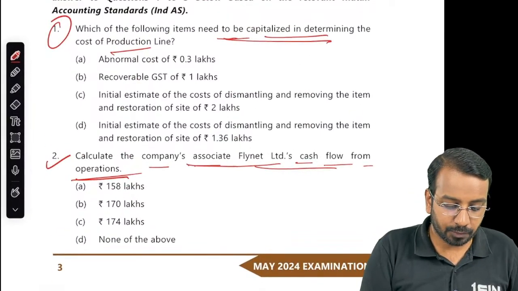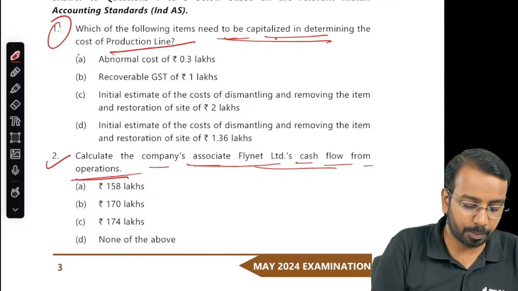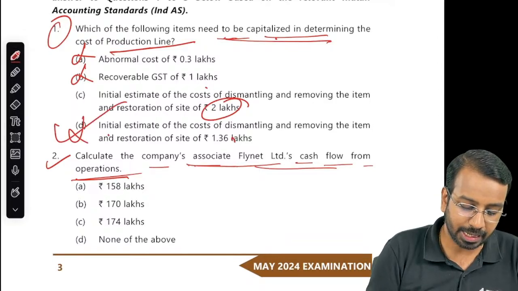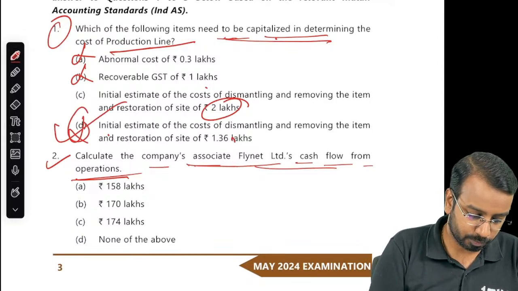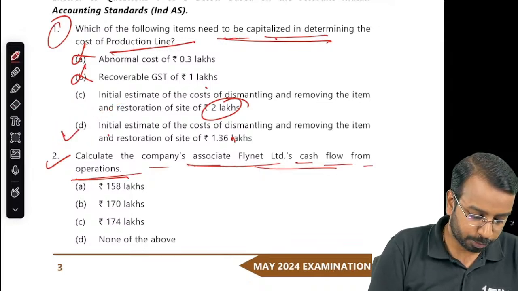So first, which of the following items need to be capitalized in determining the production line? Do we take abnormal cost? No. Recoverable GST? No. Initial estimate we take, but not 2 lakhs. We take 1.36 lakhs. So option D. My mistake here. So option D is the right answer.